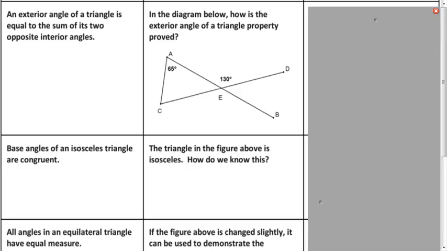Exterior angle is equal to the sum of the measures of the two opposite interior angles, or the two remote interior angles. So how do we do that proof?